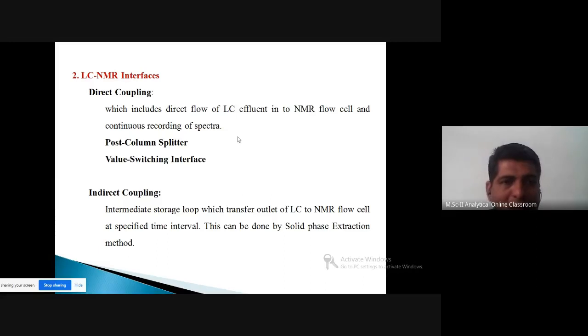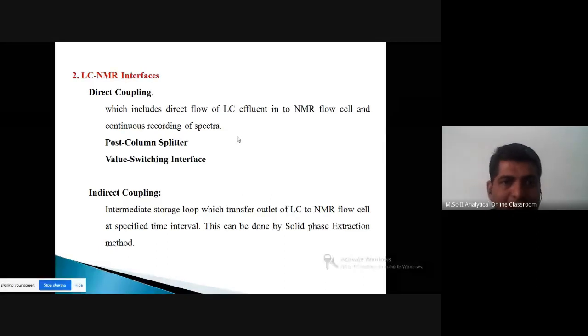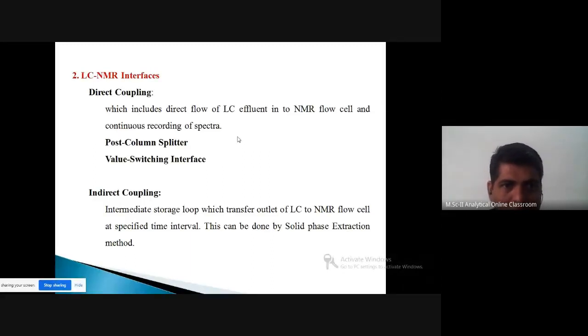One must know about the coupling between the two techniques. The part which couples the two techniques is called the interface. In LC-NMR we have two ways to connect these two techniques: one is direct coupling, the second is indirect coupling. As the name suggests, direct coupling means the LC or HPLC is directly connected to the NMR. Mostly in this case we don't need any interface.